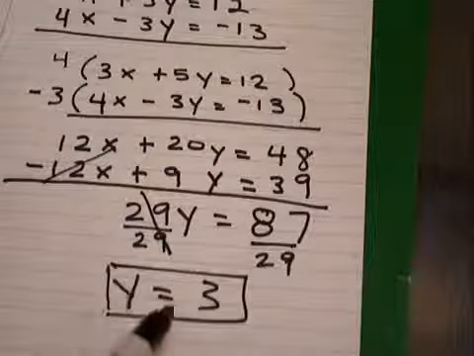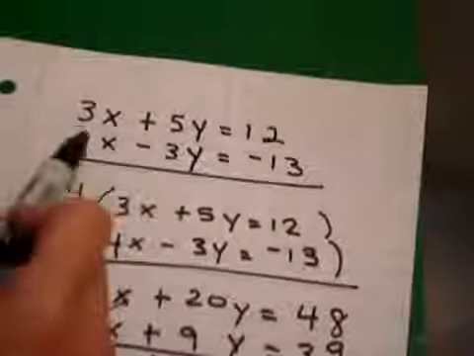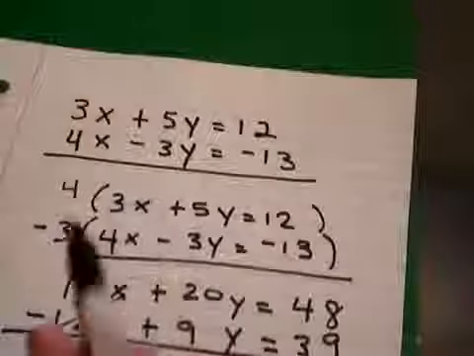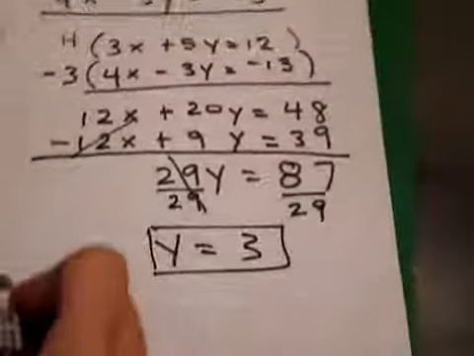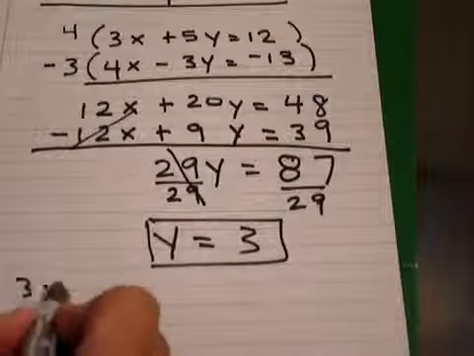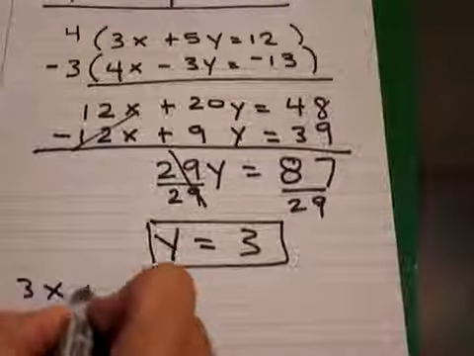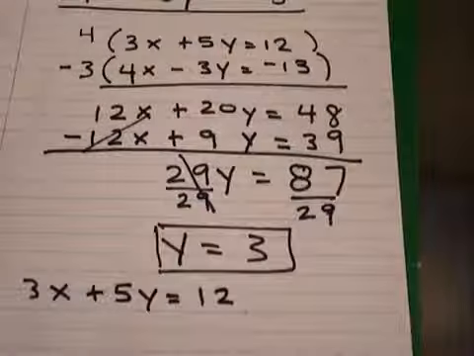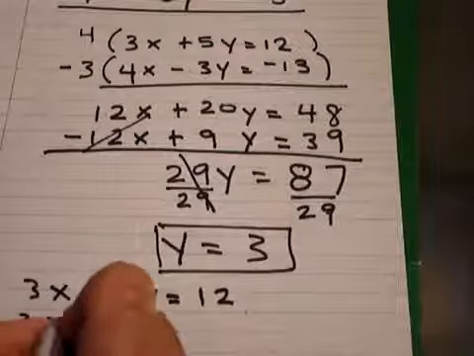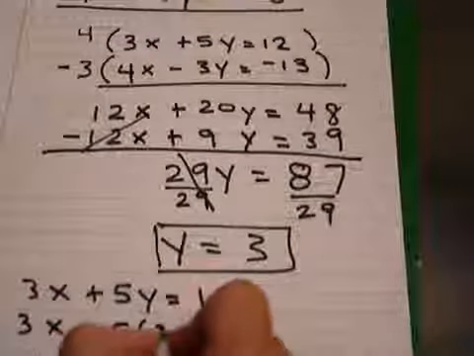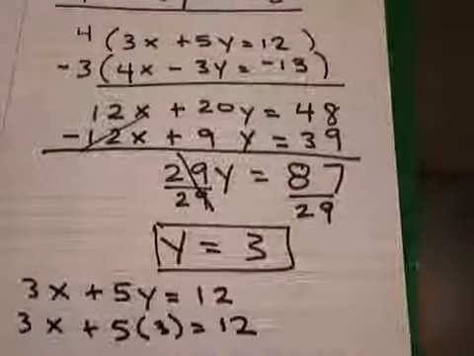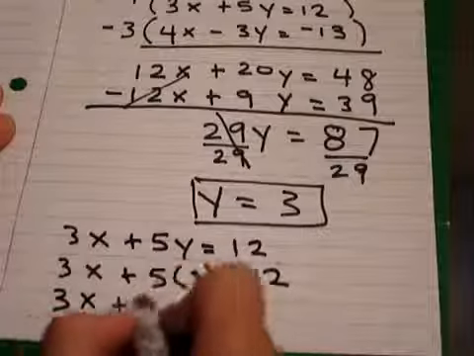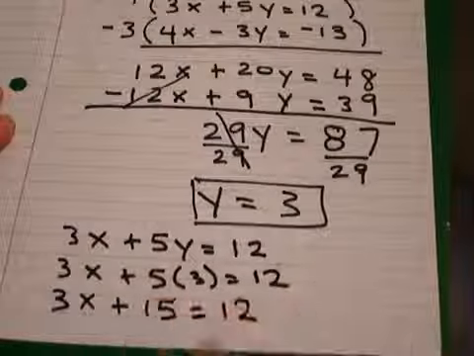The same thing as the other one: you get y is equal to 3 and you plug it into either of these two original equations. You can pick whichever one. I'll pick the top one. So 3x plus 5y is equal to 12. Wherever I see a y, I'm going to put a 3. So it's going to be 3x plus 5 times 3 is equal to 12. Make sure it comes out on the camera. So it's going to be 3x plus 15 is equal to 12.